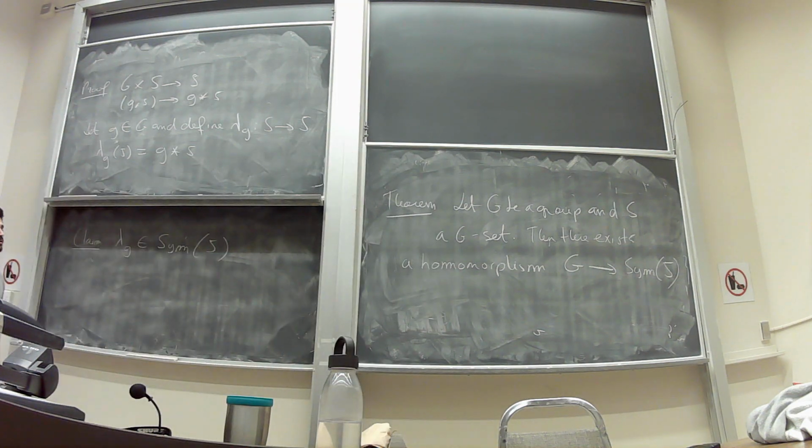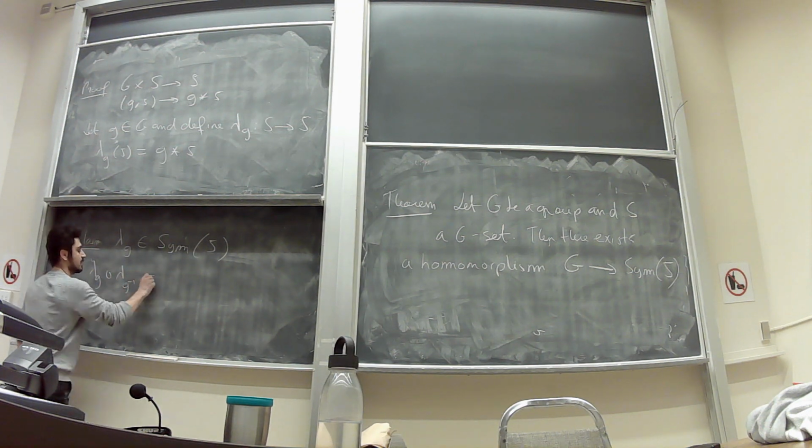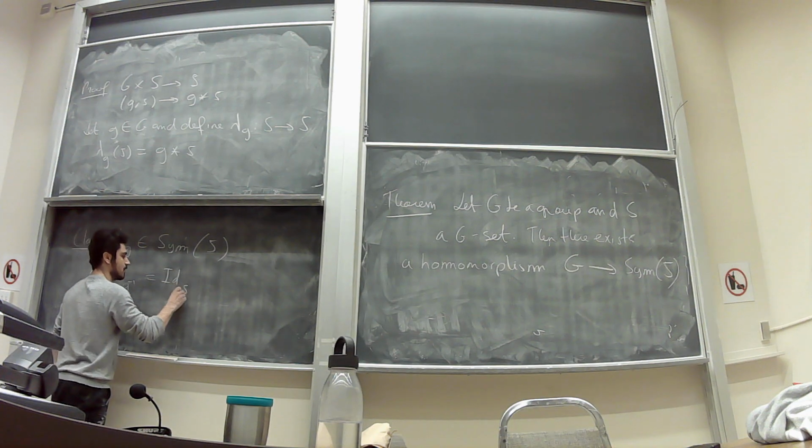Let's prove this. You remember Cayley's theorem? If S is equal to G and the star is just multiplication, this is a bijection. Now, I'll just do it by finding an inverse. What's a good candidate for an inverse? I would say that lambda g composed with lambda g inverse is the identity on S.